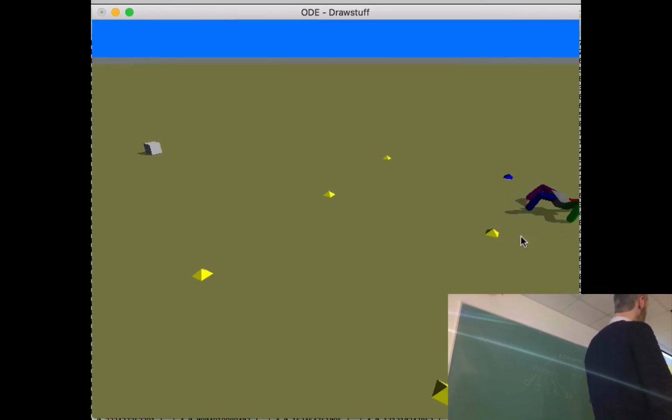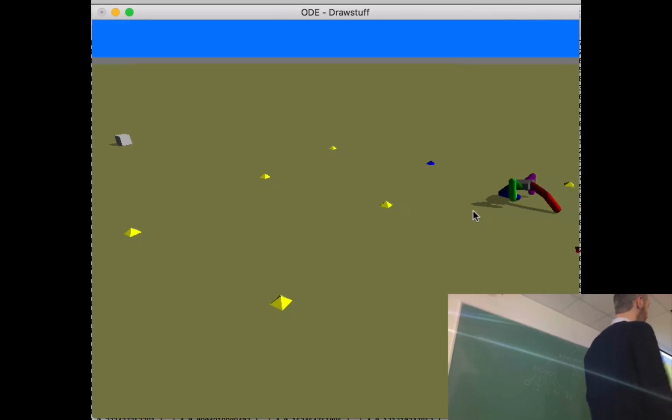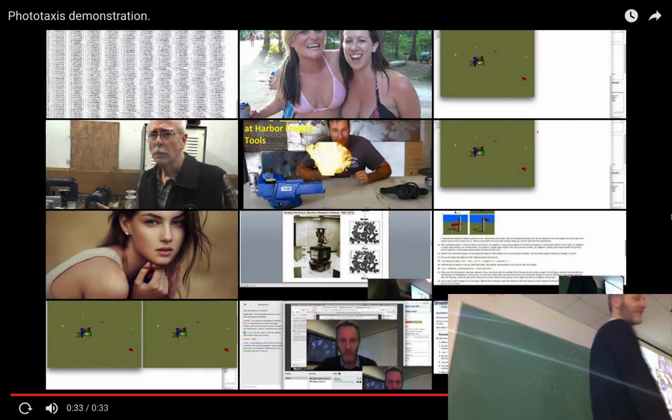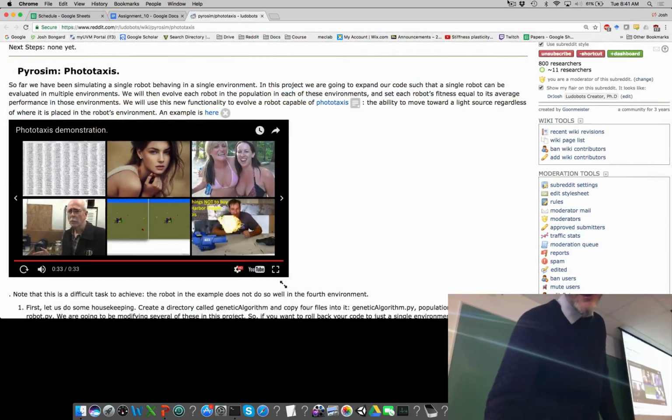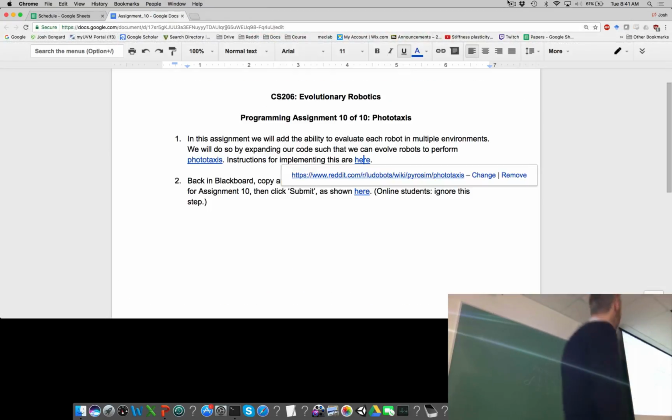In this fourth and final environment, I don't know what it's doing. It's not doing the right thing, whatever that is. So phototaxis is an exceedingly challenging task to get your robot to do. So if you get a robot that walks towards 2 out of the 4 light placements, that's fine. 3 out of 4 is great.